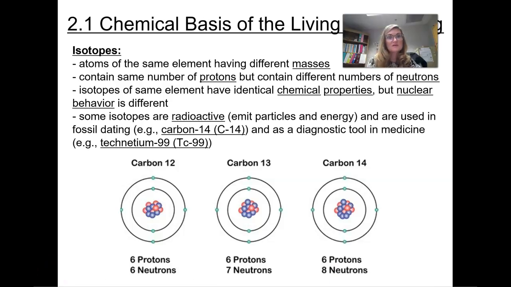Isotopes. These are going to be atoms of the same element, but they have different mass. So they contain the same number of protons, but they contain different numbers of neutrons. Isotopes of the same element can have identical chemical properties, but their nuclear behavior is going to be different. So some isotopes are going to be what we refer to as radioactive. That means they emit particles and energy and are going to be used in things such as fossil dating, like carbon-14, or sometimes you might see it as C14. And as a diagnostic tool in medicine, for example, technetium-99 or Tc-99.